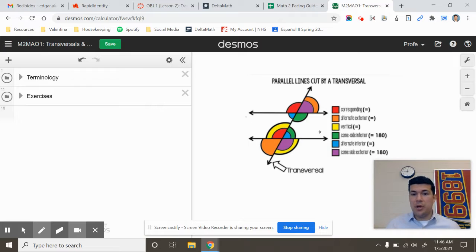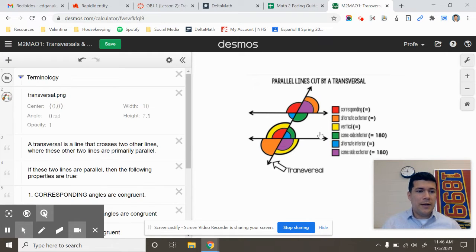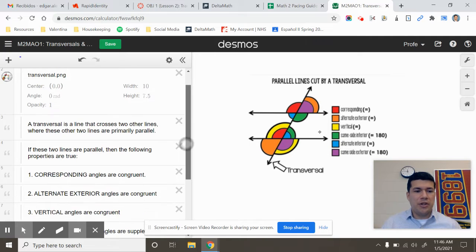And we are going to say that these two horizontal lines are parallel. Now, every relationship that we're going to build is because these two lines are parallel. If these lines were not parallel, then we could not establish most of these relationships. All right. So the first one, and here's your terminology, is that corresponding angles are going to be congruent.